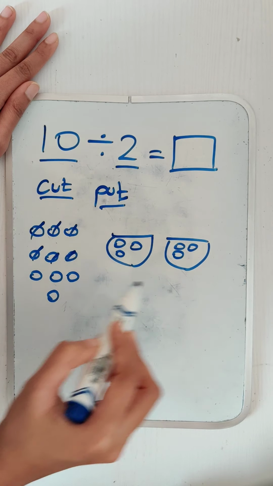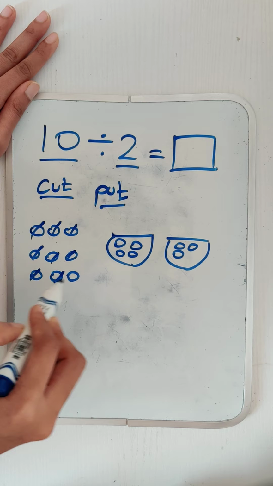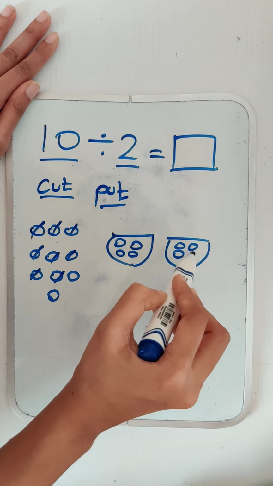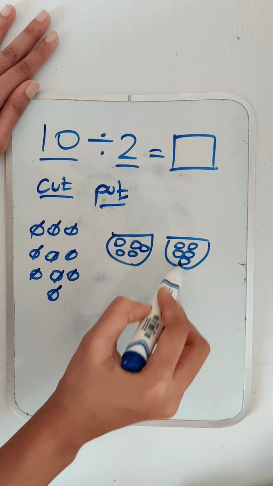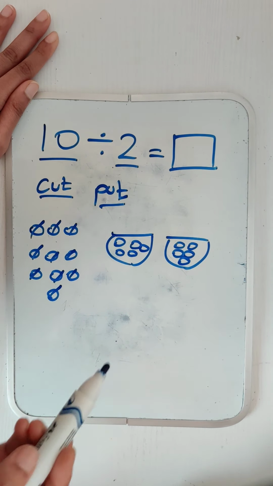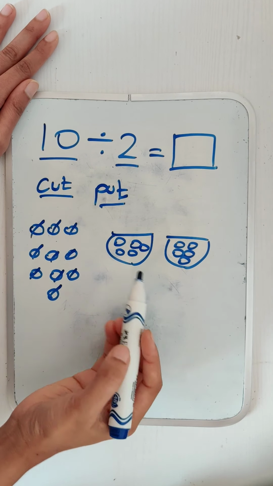Okay, and I have to be careful that I will not repeat. So I'm not going to cut this again and put it in this basket. I have to go to the next basket. Okay, now after this we need to see that each of the baskets has the same number of circles, right?